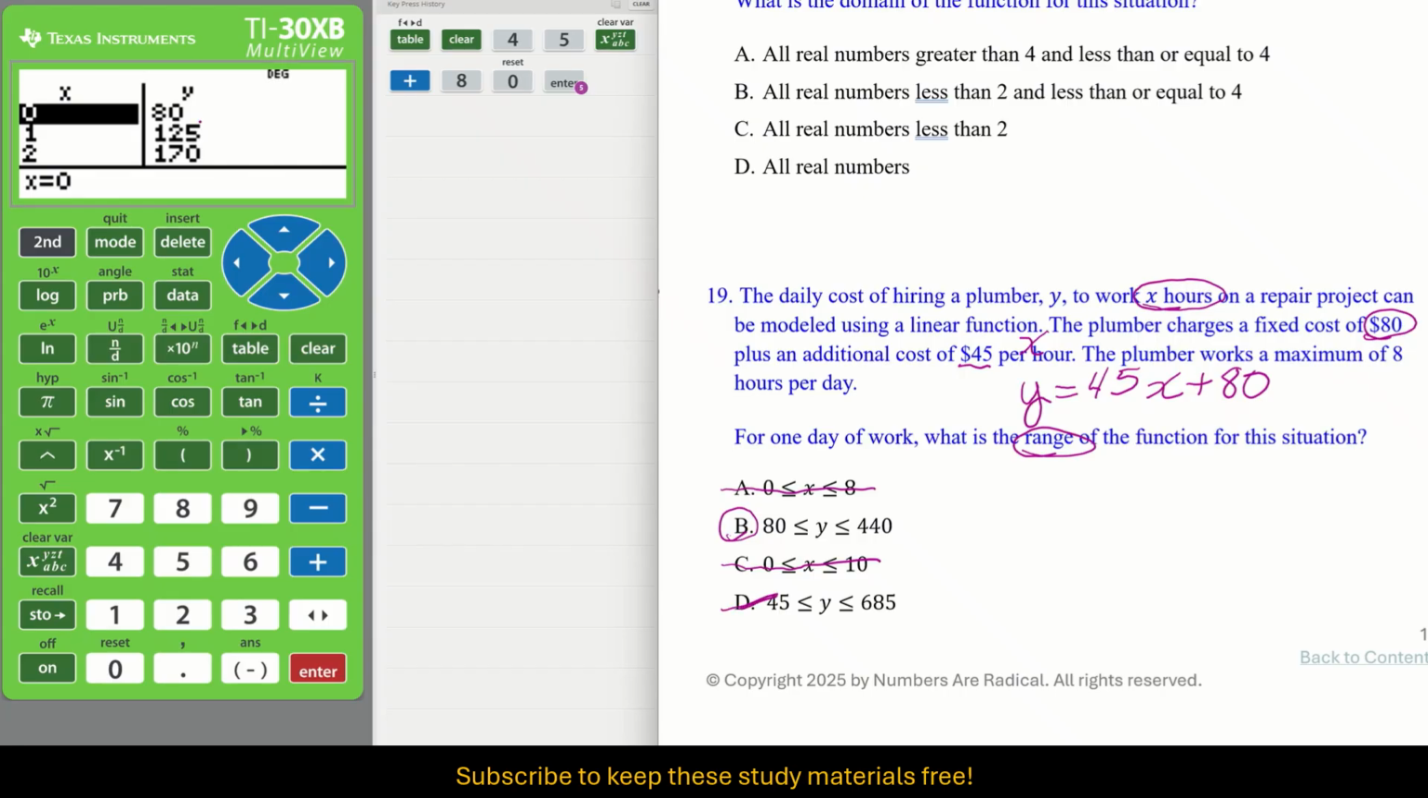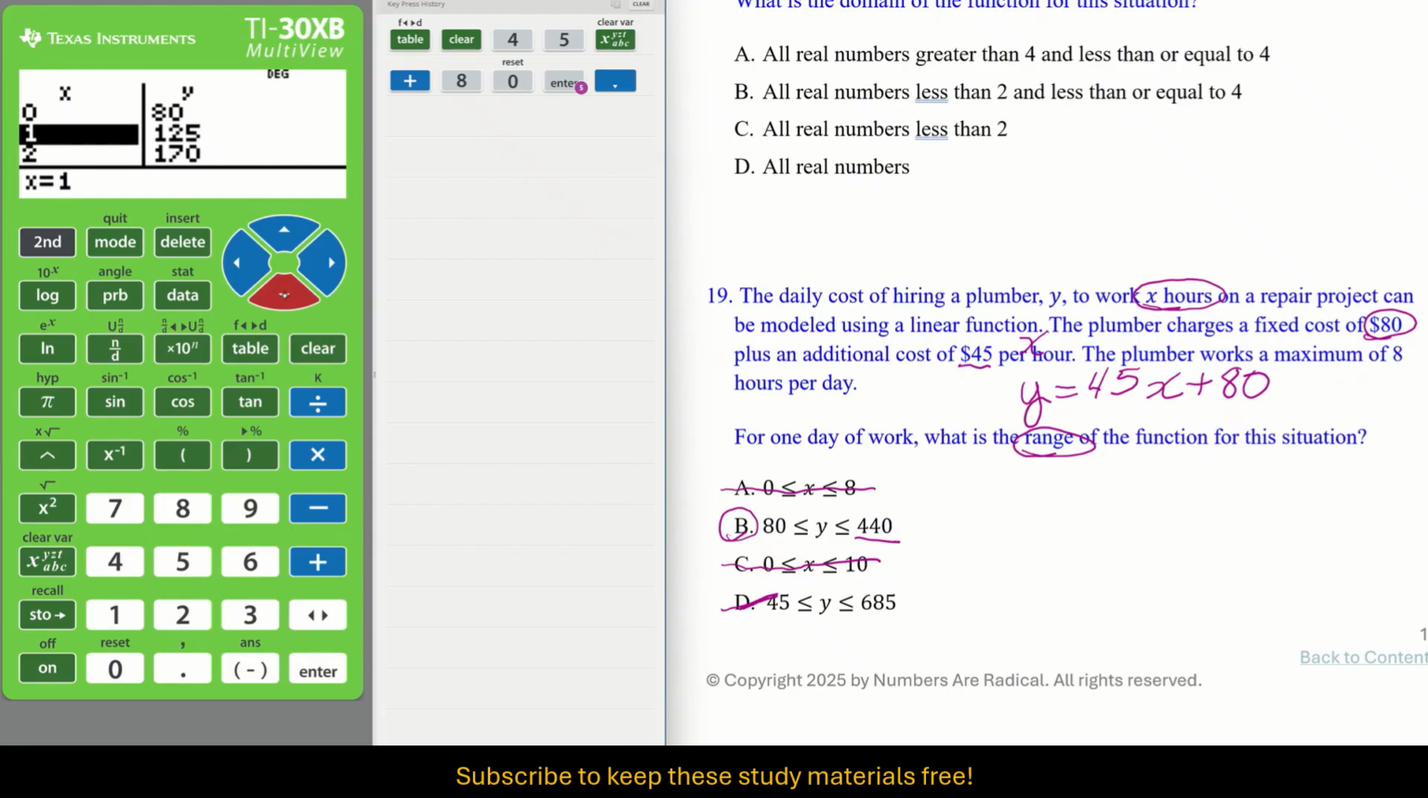But let's verify that we're ending at the correct amount. So we need to go to 8 hours. Remember, he'll work 1 day. He can only work 8 hours. And that is confirmed at $440. Oh my gosh, I'm in the wrong profession. That's pretty good money. Okay, that is verified. So let's try another calculator.